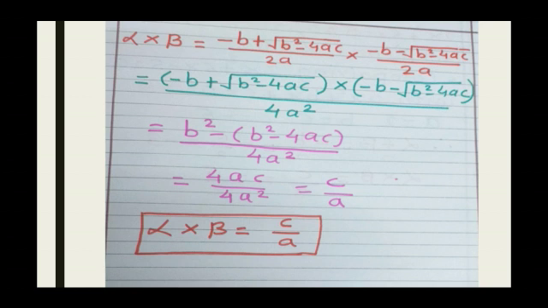Now this is in the form a plus b into a minus b, and we know the identity a plus b into a minus b is equal to a square minus b square. Here a is equal to minus b and b is under root b square minus 4ac. Therefore the numerator becomes b square minus, in bracket, b square minus 4ac upon 4a square, that is equal to 4ac, as b square minus b square gets cancelled. 4ac upon 4a square, that is equal to c upon a. Alpha into beta is equal to c upon a.